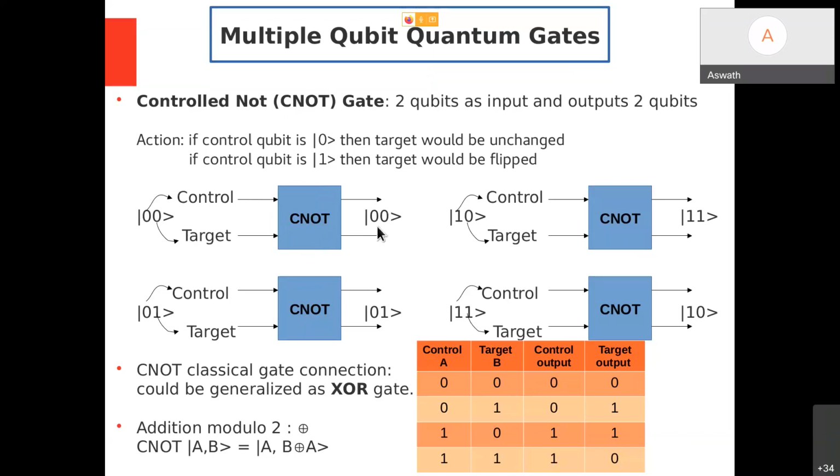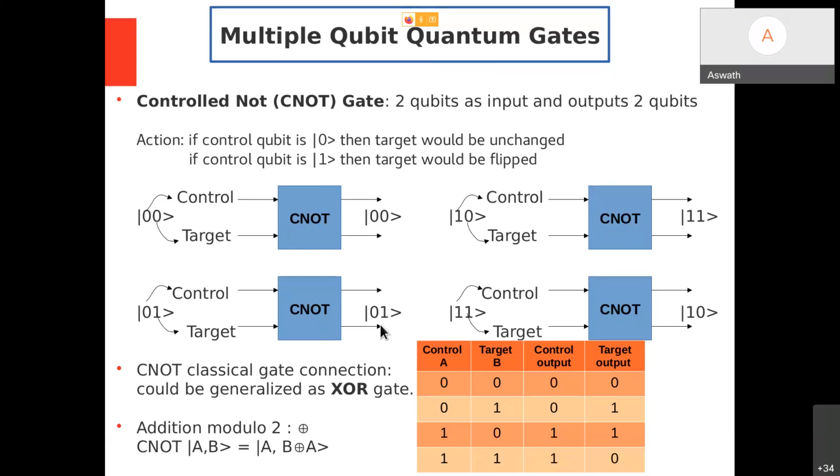What I mean is the control, which is 0, will not have a change on the target. The second one is the target, the first one is the control. So the C0 gate doesn't have any effect on 0, 0. When will it have an effect? When the control is 1, the target is being flipped, right? So 1, 0 becomes 1, 1.